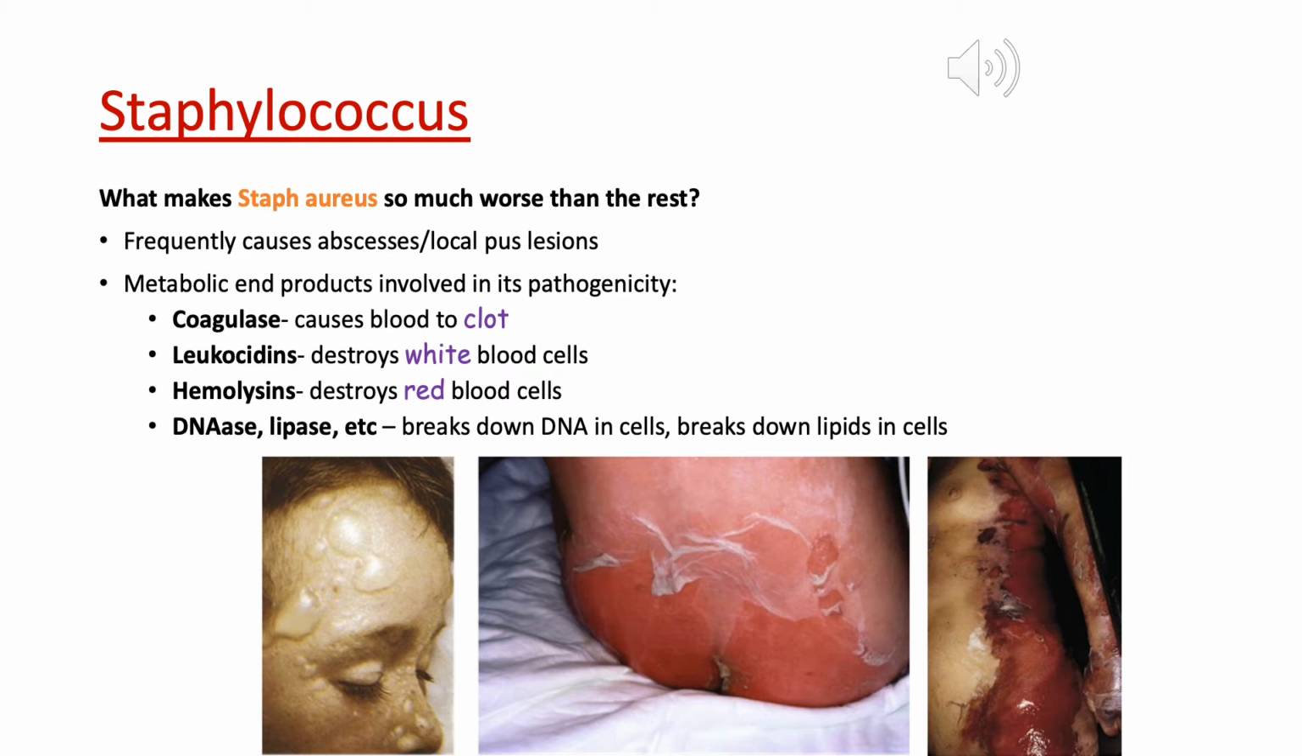One of those is coagulase, and what that does is it causes the blood to clot. Another is leukocidins, and they destroy white blood cells. Hemolysins destroy red blood cells, and then DNase, lipase, etc. break down the DNA in cells and break down lipids in cells. So these are the results of Staph aureus and what it's doing to the patient.